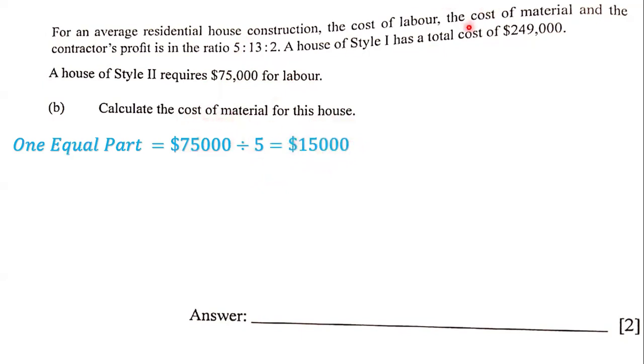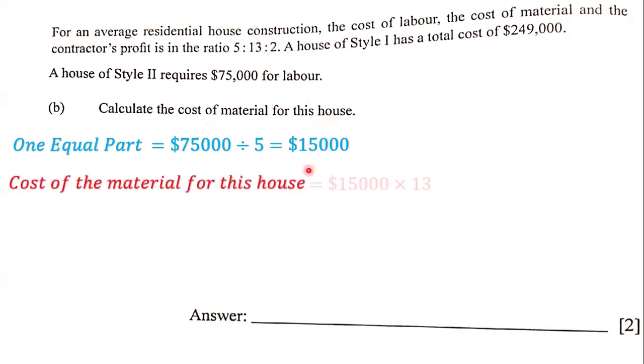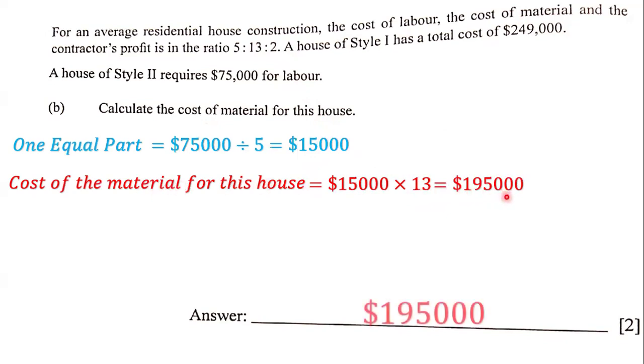So we know that one equal part is 15,000, but what is the cost of material? Well, cost of material accounts for 13 equal parts. And so that means we're going to take 15,000, which is one equal part, and multiply it by 13. So 15,000 multiplied by 13 is going to give us 195,000. So the cost of material for this house is 195,000. And that's the answer for this question.